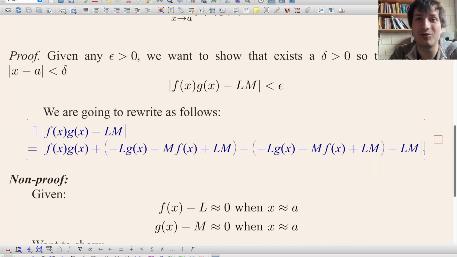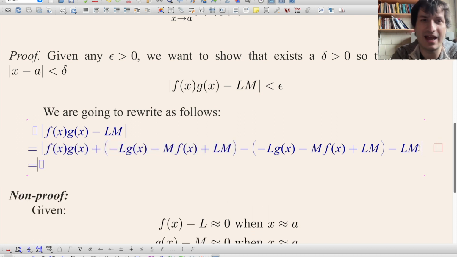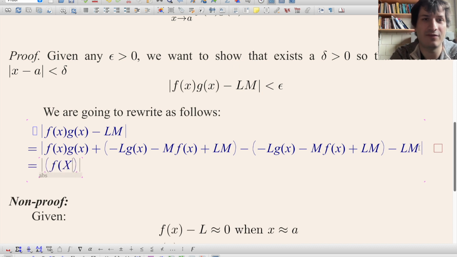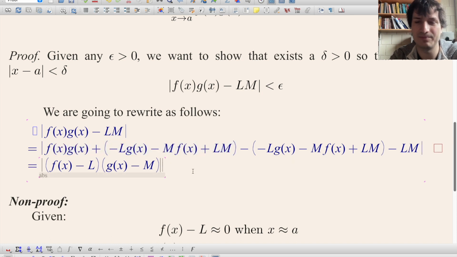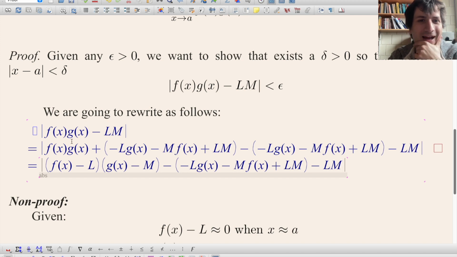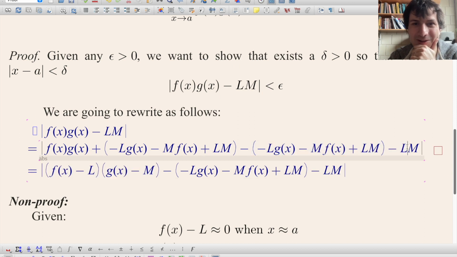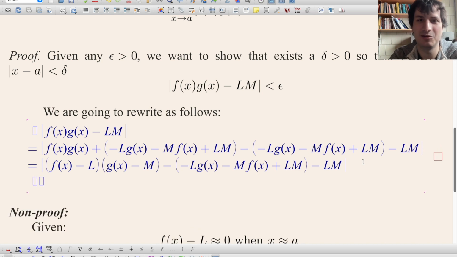And okay, the whole point of doing this was to put this guy and this guy together, because this guy and this guy together is exactly the absolute value of f of x minus L, and then g of x minus M. That was all this stuff. Let's write everything else minus this stuff. So okay, I took all this stuff, I made that like this. We have everything else that's over here. And what is everything else that's over here? Let's simplify it a bit.